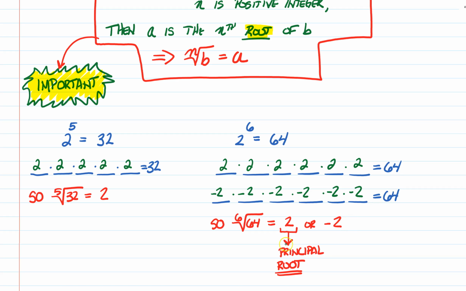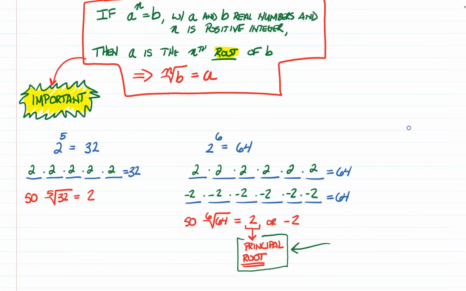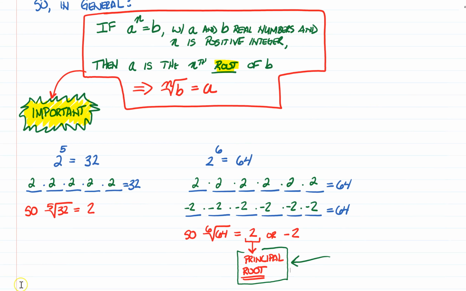So what I'm going to refer to is what's known as the principal root. The principal root is the positive one. So the principal 6th root of 64 is 2, even though there is technically another number, negative 2, such that we could multiply by itself 6 times to get back 64. We're going to refer to this one as the principal root. So this is the important part right here. So let me shrink all this down and give you a second to copy it in your notes.